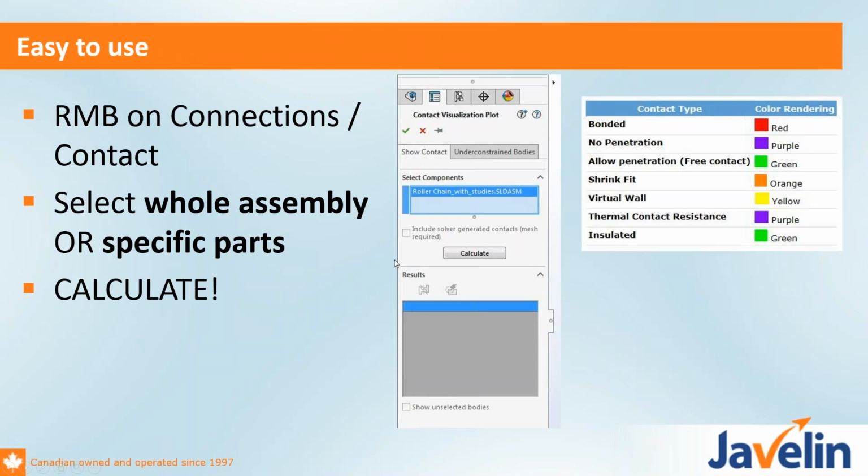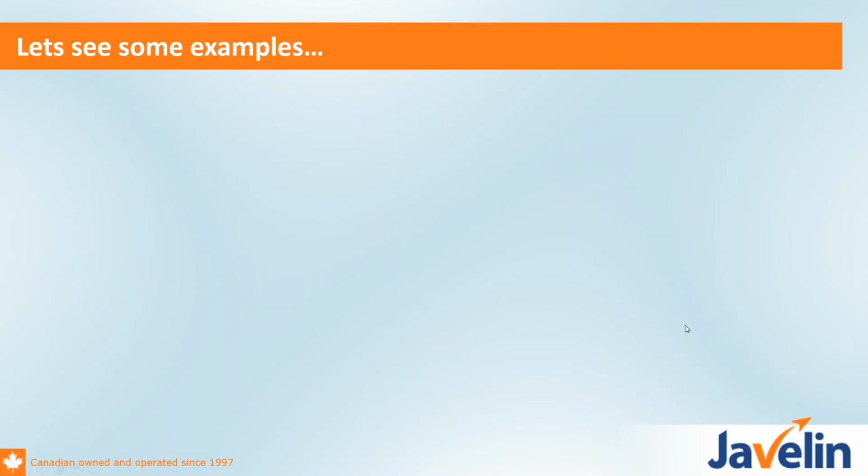So, how do we get there? Well, it's really easy to use. All we do is we right-click or use the right mouse button on our connections folder or any contact definition, and we're going to start a contact visualization plot. Now, when we do that, we can select the whole assembly or specific parts, and then we can calculate that. Now, it's going to go in and color code our contact to this color list you see on the right. So anything bonded is going to show red, no penetration is going to show purple, but we also handle other contact sets. If we get into thermal analysis, we can show basically contact resistances or insulation. We also support the shrink fit and virtual wall conditions here. So just about any contact we want, we can visualize. So let's see some examples of that.